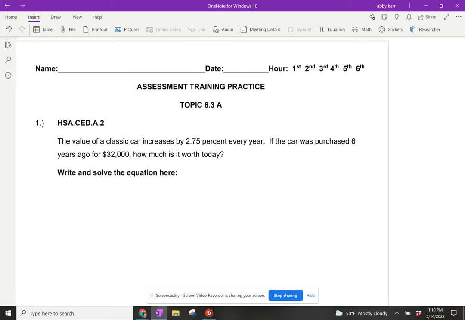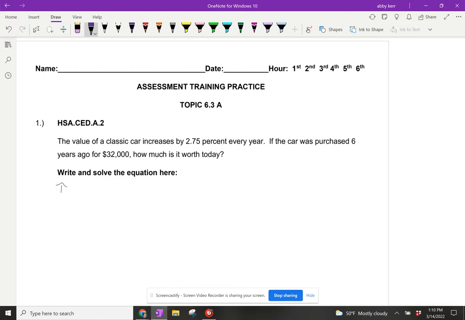In this video, we are going over the assessment training practice from topic 6.3, which deals with exponential growth and decay functions. So right now it says a classic car value increases by 2.75%. So we want to make sure that we convert that out of percentage. So then 0.0275. And you can just throw that into the calculator.